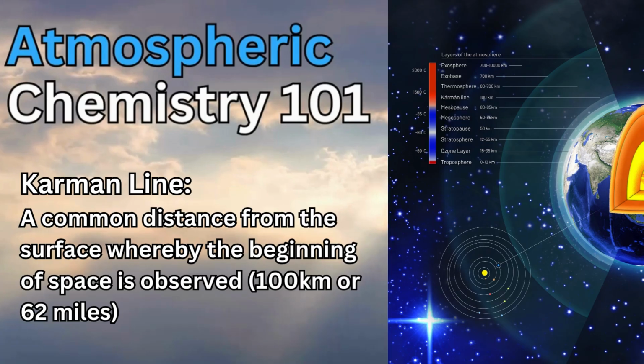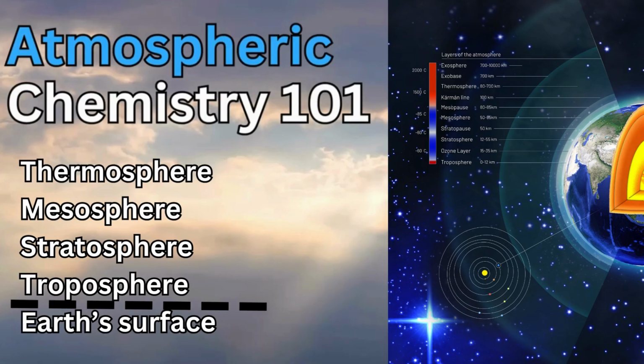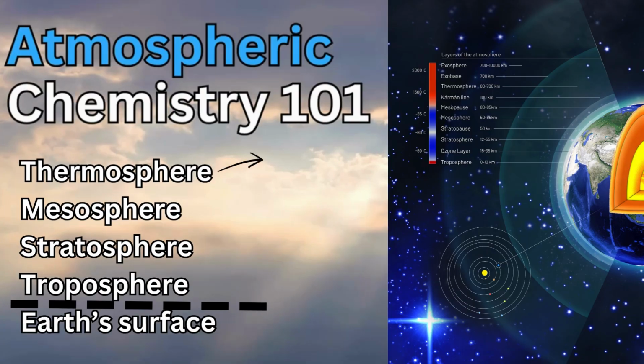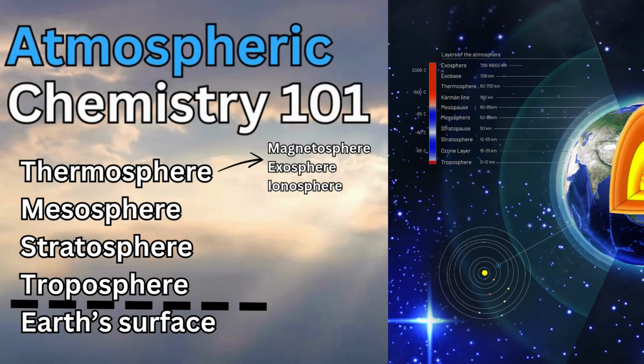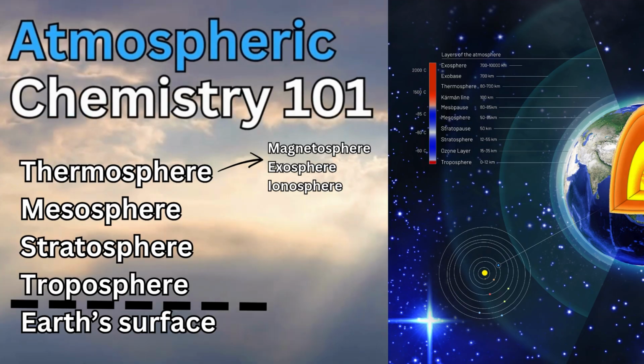The first and closest to the surface is the troposphere, then we get the stratosphere, then the middle one is the mesosphere, and finally the highest altitude, the highest elevation layer of the atmosphere is the thermosphere, which is named based on the individual air molecules being superheated by the incoming solar radiation.